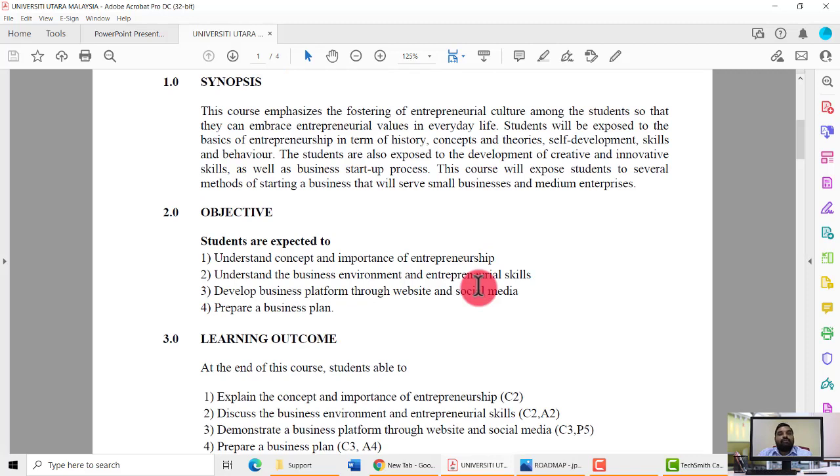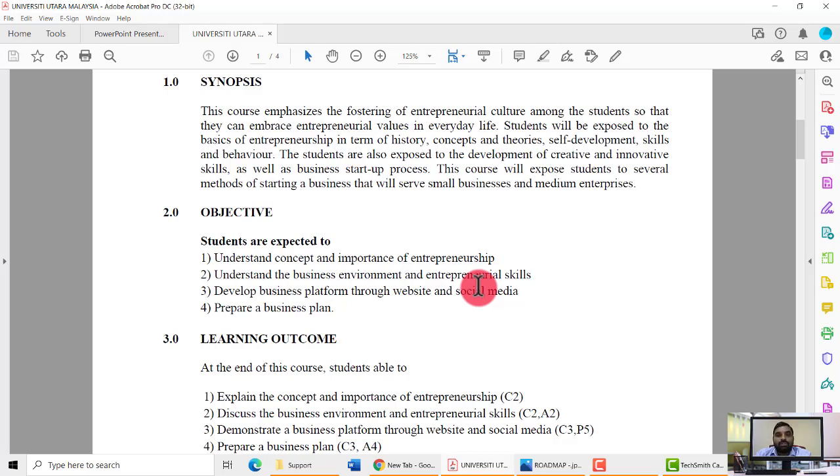This course emphasizes the fostering of entrepreneurial culture among the students so that they can embrace entrepreneurial values in everyday life. Students will be exposed to the basics of entrepreneurship. So you are going to learn about the basics of entrepreneurship, how entrepreneurship evolves, and also the current practice of entrepreneurship in Malaysia and at the global level. Concepts and theories, definitely. The first few chapters cover self-development, skills and behavior. That is a very important thing when you run any business.